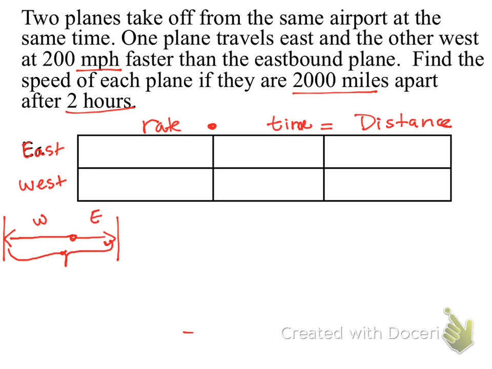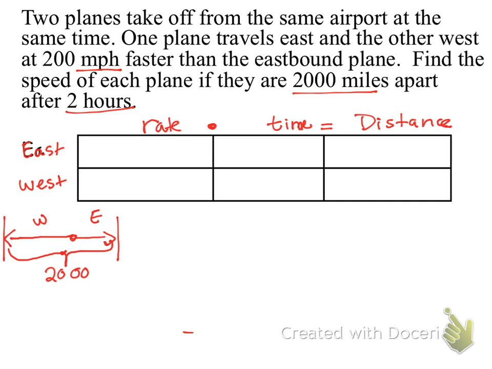Do we know what that C is? No. Wait, yes, 2,000 miles. 2,000, yeah, they're telling us. Do I know the exact distance for the east plane? No. Do I know the exact distance for the west plane? No. So I can't put that 2,000 there. Okay. What do we know that I can fill in the box?